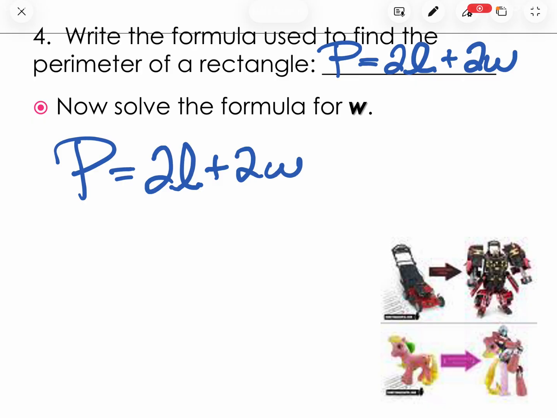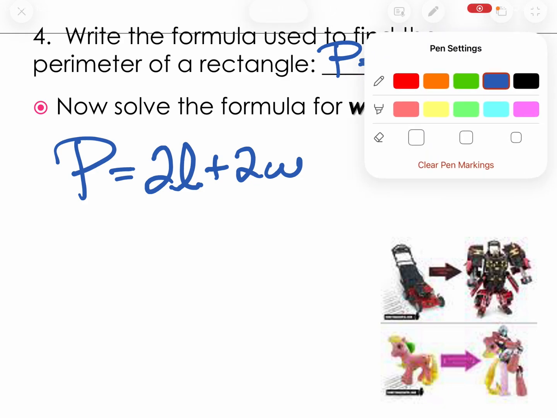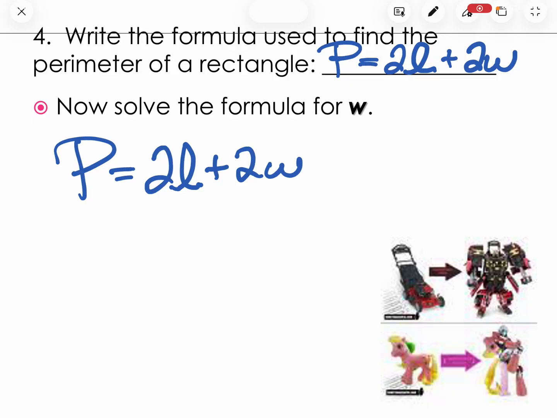And then when you divide, what's 21 divided by 2? It's not 21 divided by 2. And you'll see what we're talking about in just a second. What am I going to have to do to get W? W by itself. Not first.